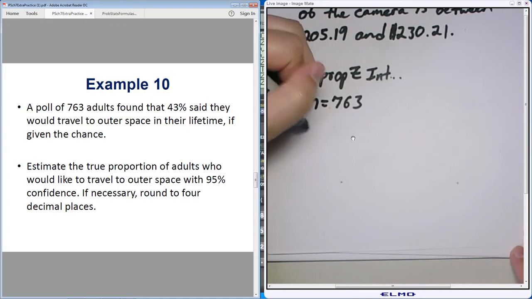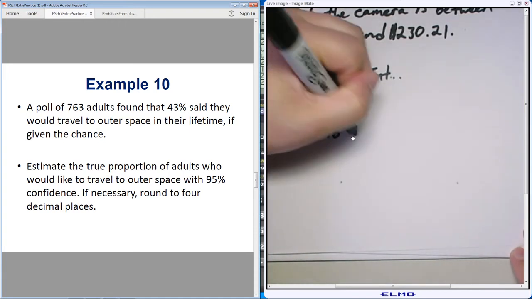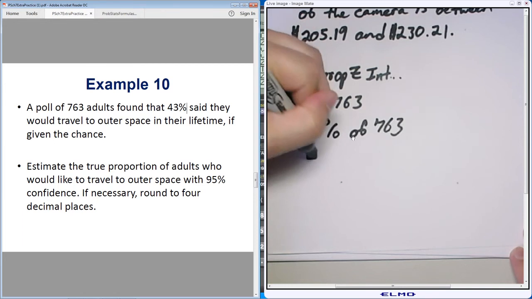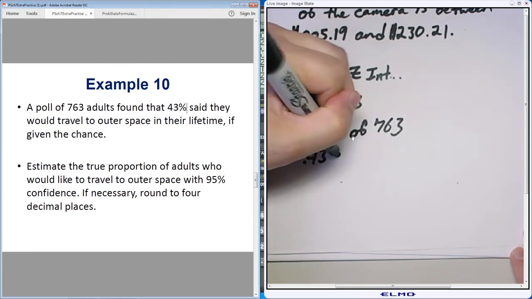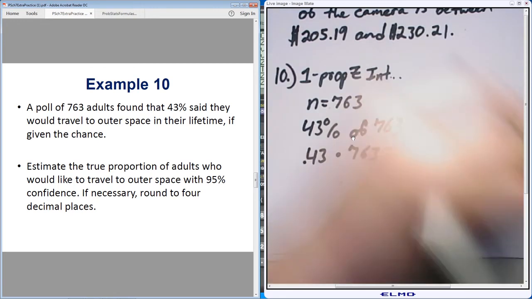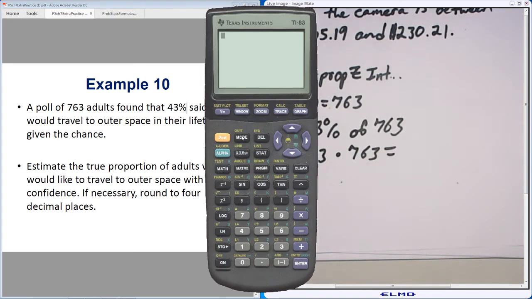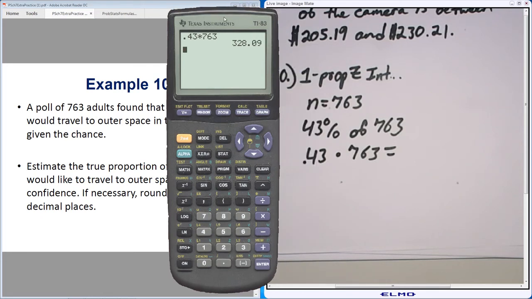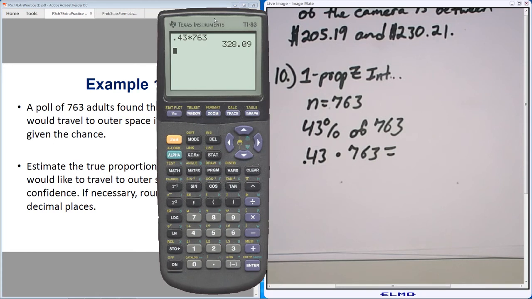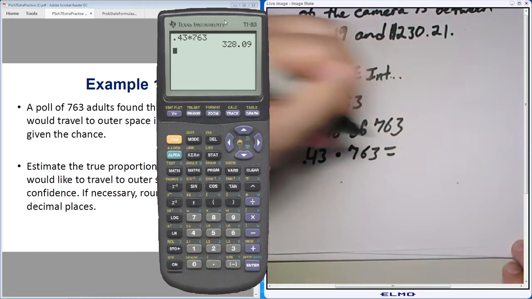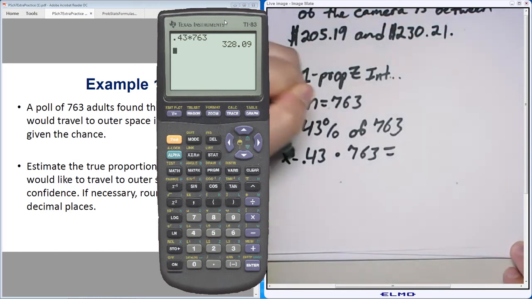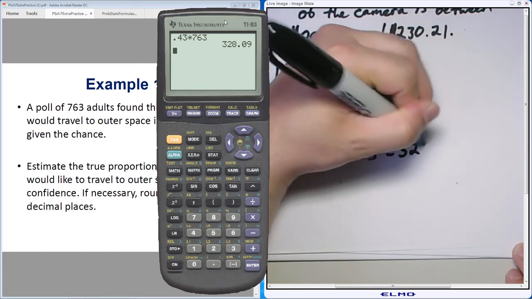Here's what we do. We need 43% of 763. So 0.43 times 763. All right, 0.43, 763, and I get a number, but notice the number is not a whole number. When that happens, round that number just like you normally would to the nearest whole number. So this would be 328. So X is going to be equal to 328.